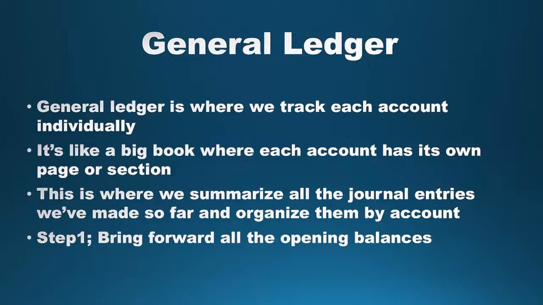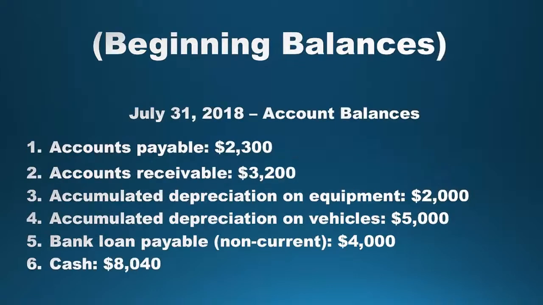Step 1. Bring forward the opening balances. The first thing we need to do is take the balances from July 31, our opening balances, and write them in the ledger for each account. These balances represent where the business stood financially before the August transactions began. Here's a reminder of our opening balances as of July 31st, 2018.